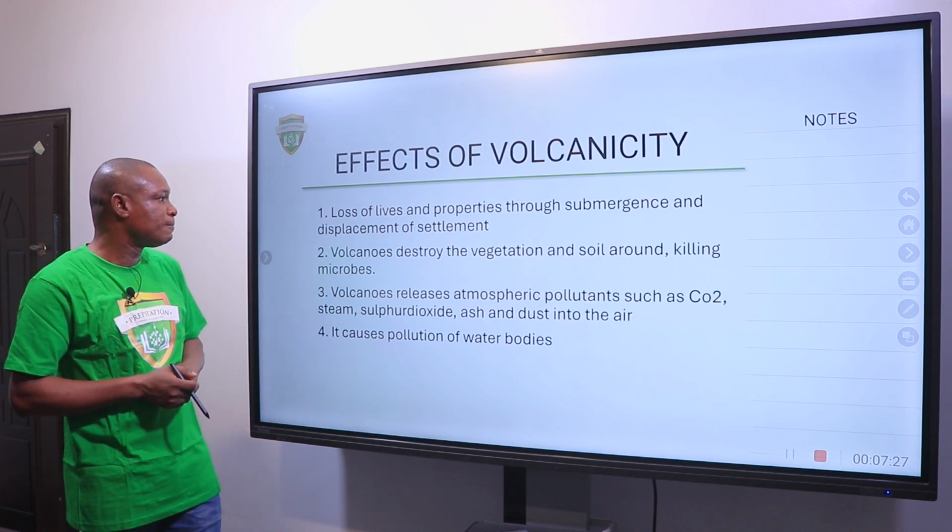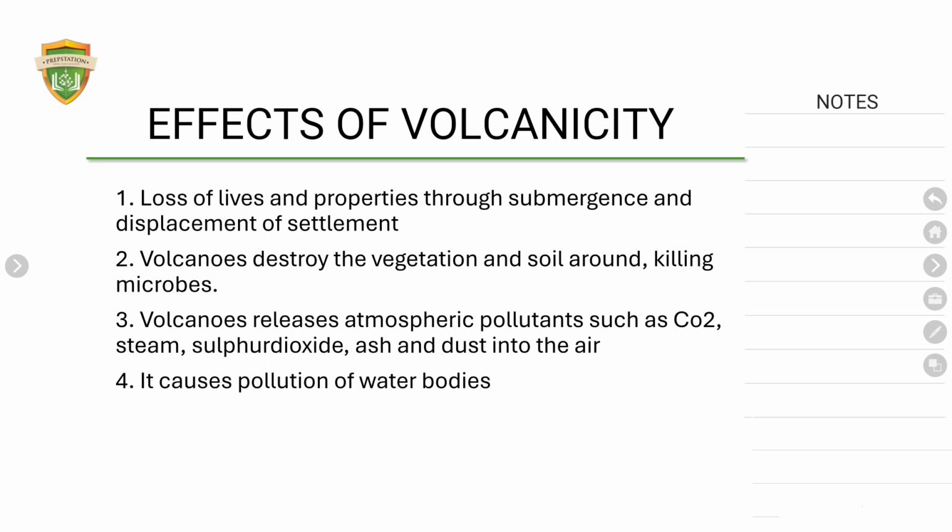Effects of volcanicity. When there is volcanic eruption, there will be loss of lives and property through submergence and displacement of settlements. Number two, the volcanoes will destroy the surrounding vegetation and soil, killing soil microbes. Volcanoes release atmospheric pollutants such as carbon dioxide, steam, sulfur dioxide, ash, and dust into the air. And of course, this causes pollution of surrounding water bodies.